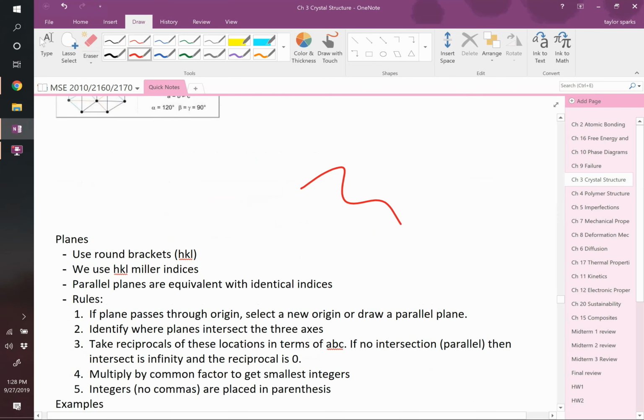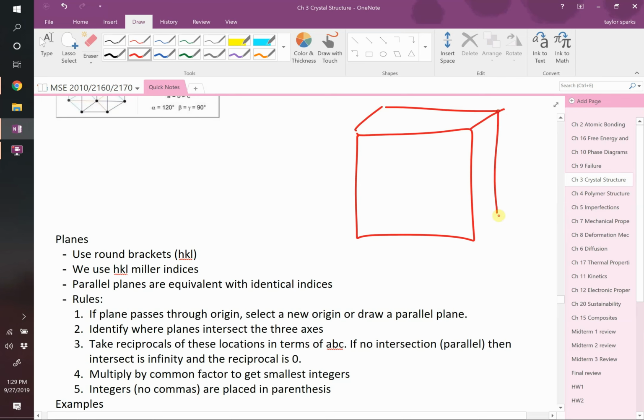There it is. Okay, let's draw the BCC lattice again. We normally love to put our origin right back there. But what if the plane that we're trying to label is this plane right along there? Then we cannot use that origin. So we have 2 options. We can draw a parallel plane, like this one right here. You could rotate this cube, and that's the exact same plane. Or we can pick a new origin. Either option is acceptable.